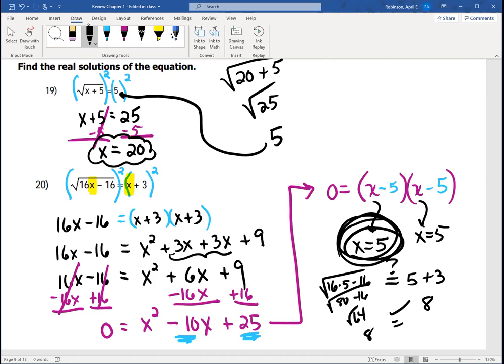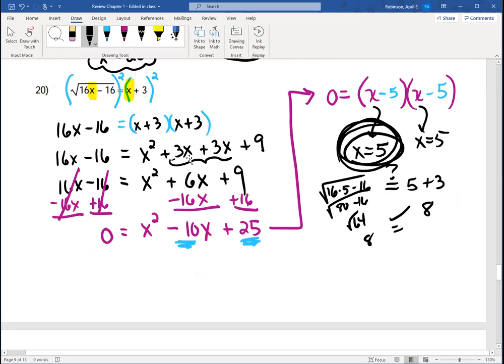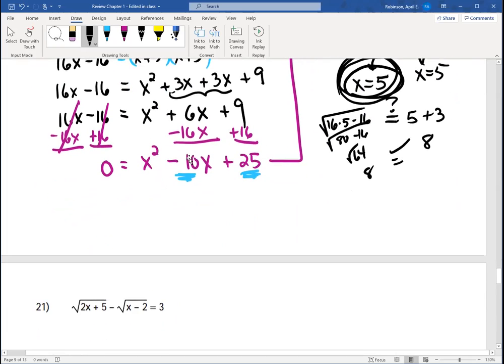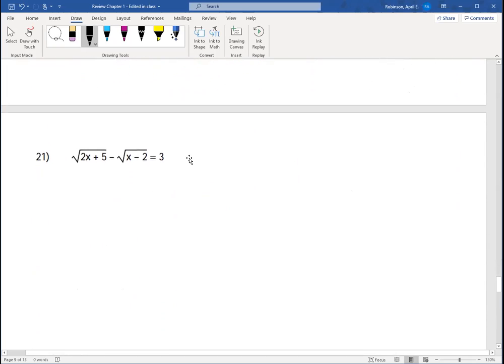So any questions on radical equations? Oh wait, there's one more. Oh yeah, this one.